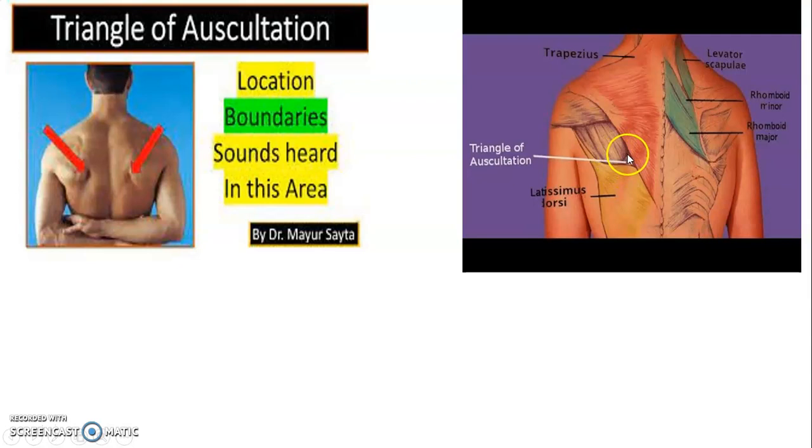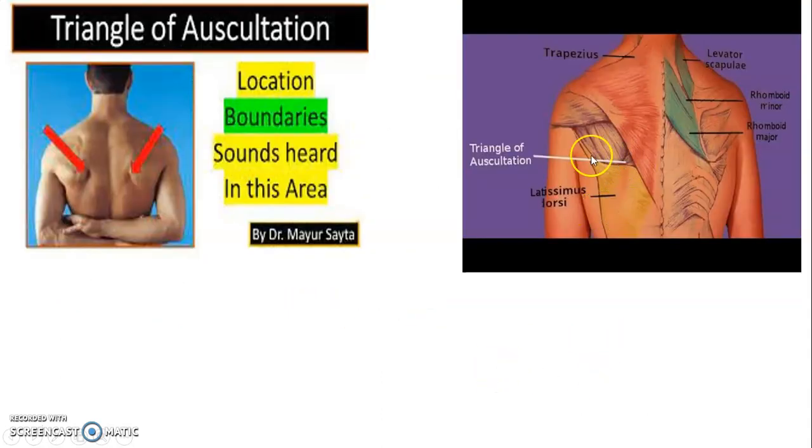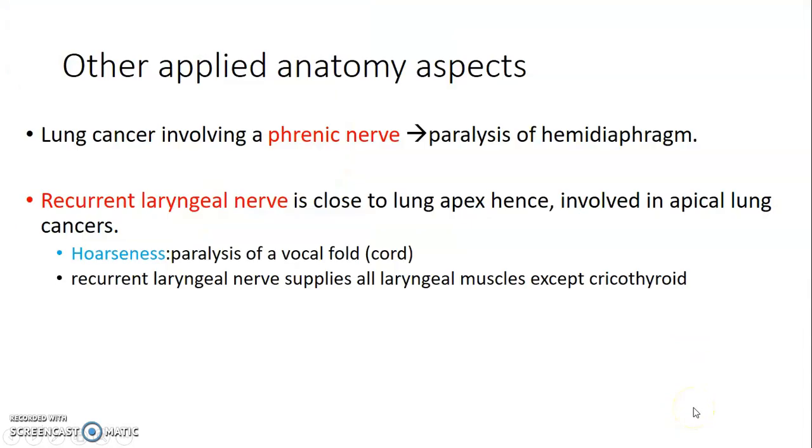So the vertebral border of the scapula, and inferiorly, you have the superior or horizontal fibers of latissimus dorsi. You can see here, this is your triangle of auscultation where there is no muscle cover. So the breath sounds are heard very appropriately. Then we have other applied aspects.